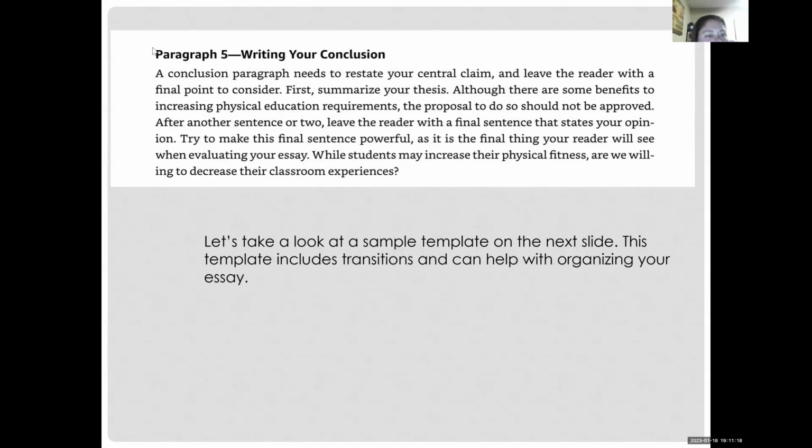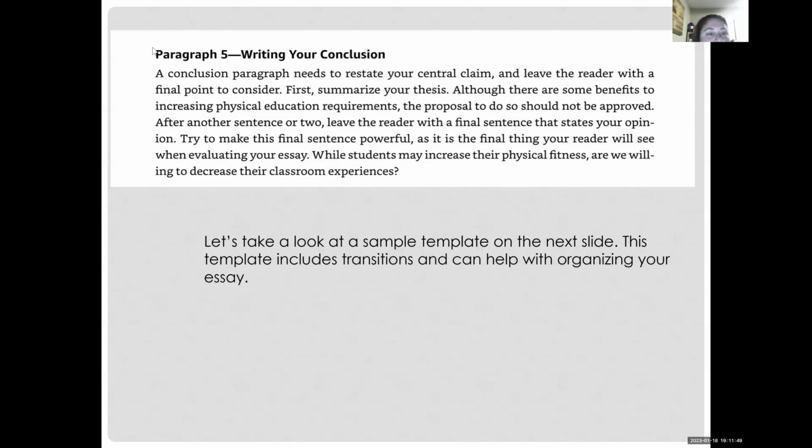Okay, so a conclusion paragraph needs to restate your central claim and leave the reader with a final point to consider. So at some point in this final paragraph, you're going to bring up one final reason that you haven't hit the reader with at all. So by the time they get to your conclusion, they go, oh my God, that final reason was the best one. This is a perfect 4 paper, right? This is a perfect 4 essay.